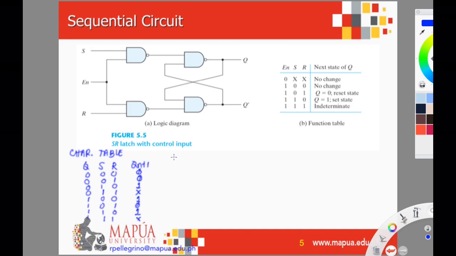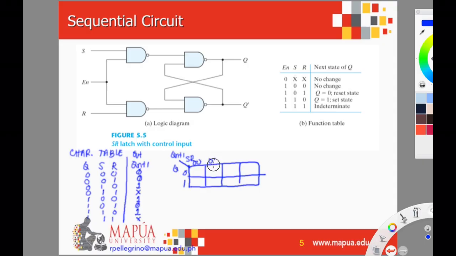So this will be our basis. So this is our output. Okay, so let's find the circuit based from here. So Qn plus 1, using the K map, we have here Q and the SR. So we have 0, 1, and 0, 0, 0, 1, 1, 0, and 1, 1. So 0, 0, 1, X, and 1, 0, 1, X, correct? So 1, 1, 1 is X.